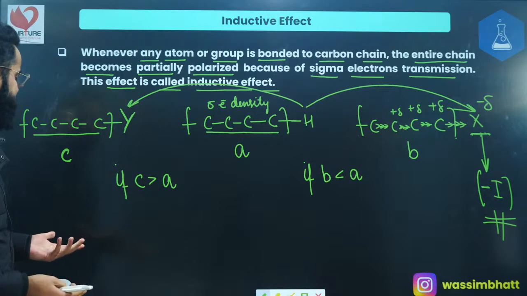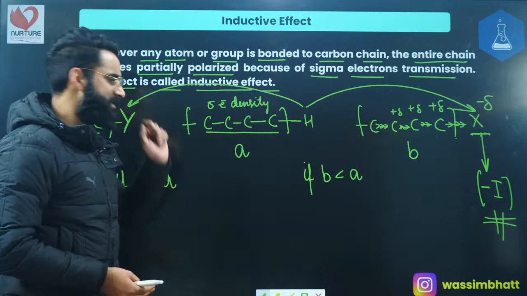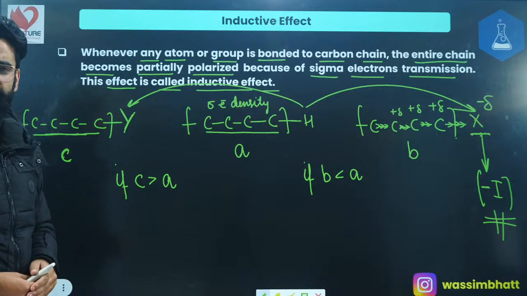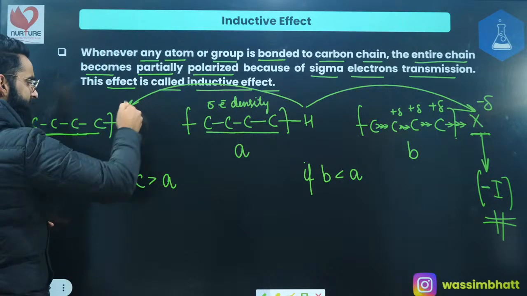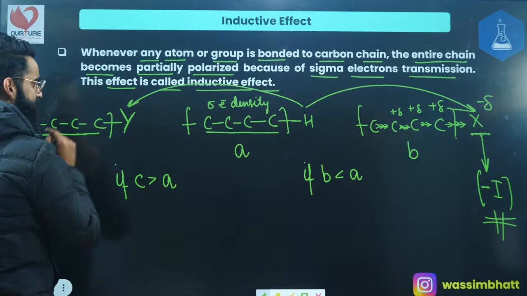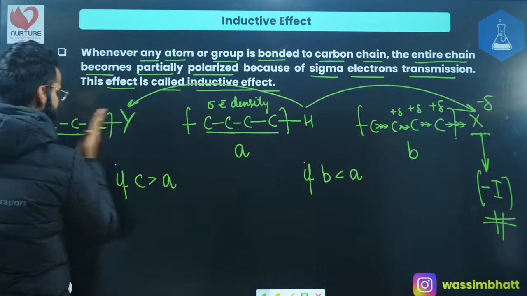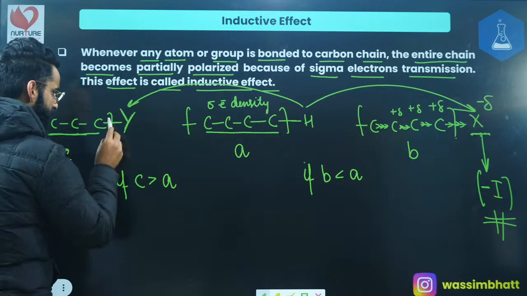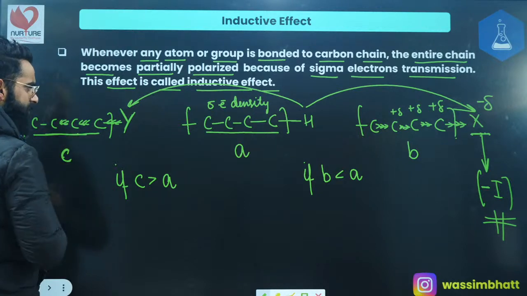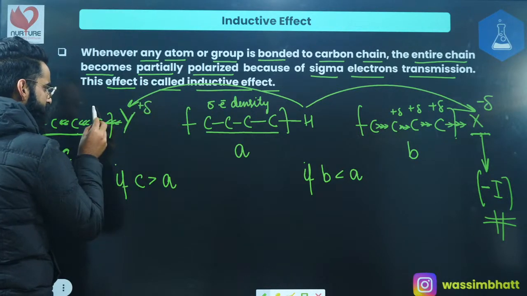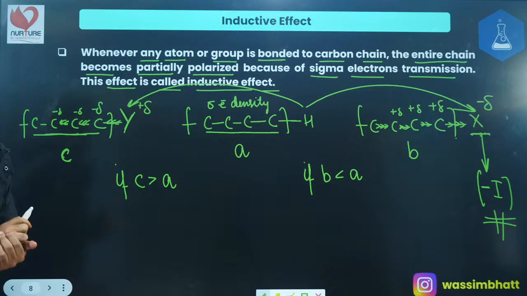And later on I realized sigma electron density in this chain was more than that in this chain, right? What can we conclude? I can conclude when hydrogen is replaced by Y, sigma electron density in the chain increased, which is only possible if this Y would have pushed the sigma electron density towards the chain, due to which Y would have got delta positive and this carbon would have got delta negative, this delta negative, this delta negative, right?